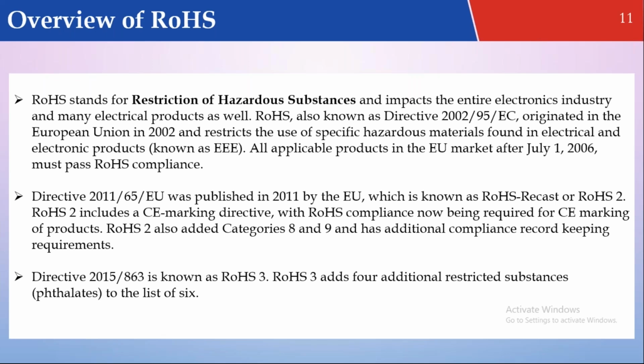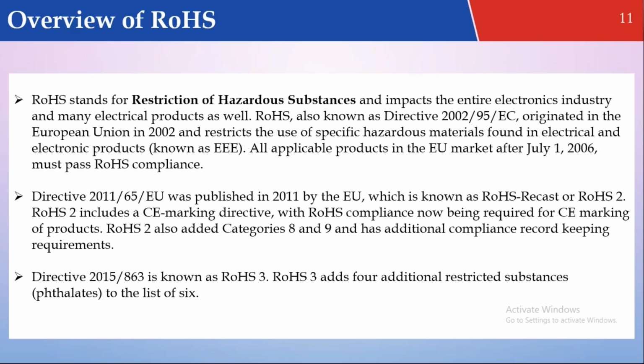After the first directive, the European Commission published another directive in 2011. This directive is officially called Directive 2011/65/EU, also known as RoHS 2 or RoHS recast. RoHS 2 includes the CE marking directive. With RoHS compliance now required, CE marking is compulsory for products before they go to the European market. RoHS 2 also added categories 8 and 9 as additional categories to those we had previously. RoHS 2 was formulated in 2011, but it came into effect from January 2, 2013.